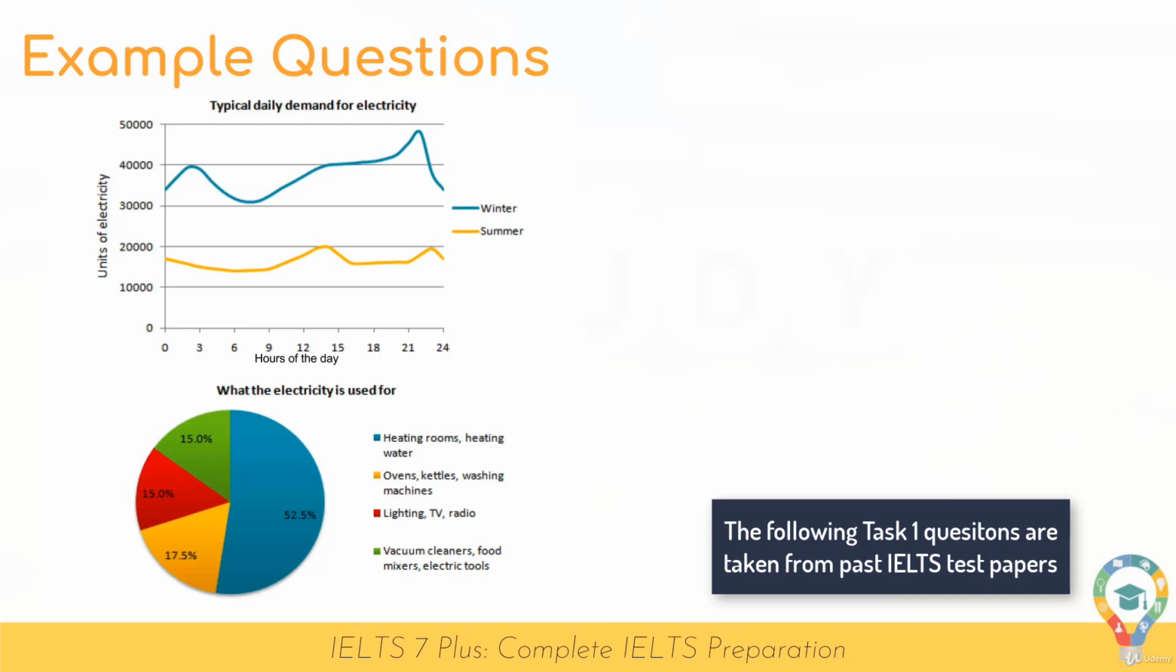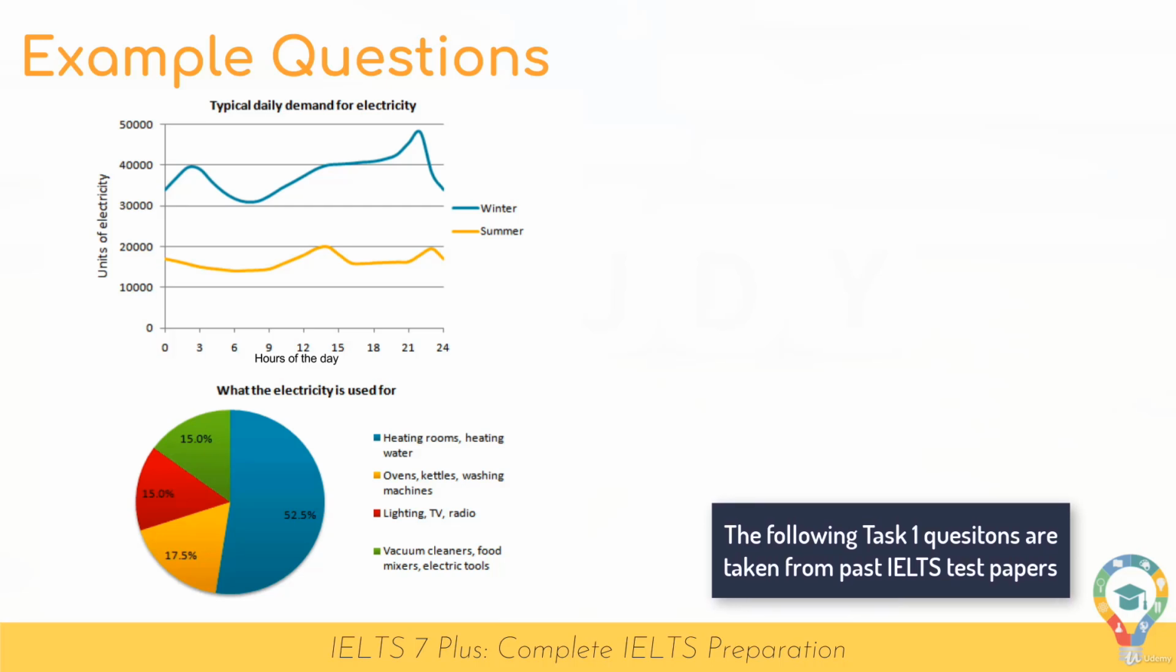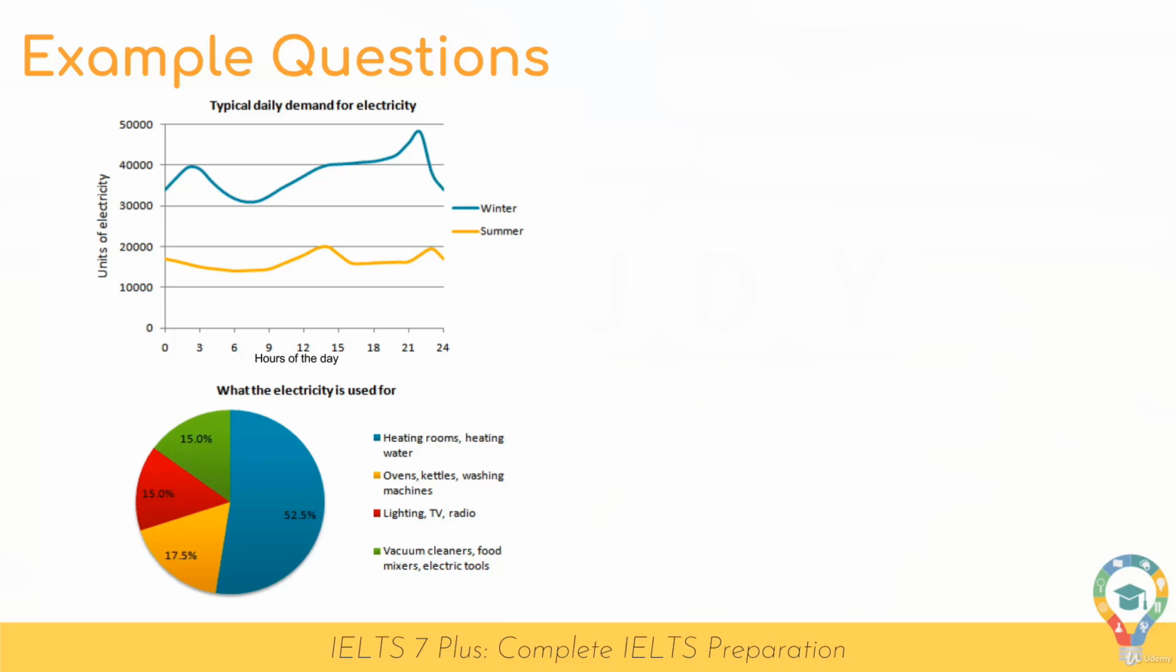I'm sure you might be a little bit surprised, and that's because you can see there are 2 types of charts that are included in this question. At the top we have a line chart, and on the bottom we have a pie chart. Starting from the top, let's take a look at the key features of this information.